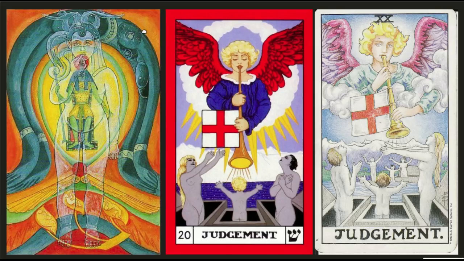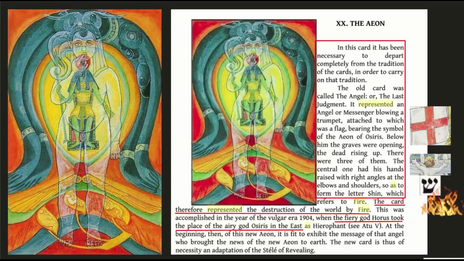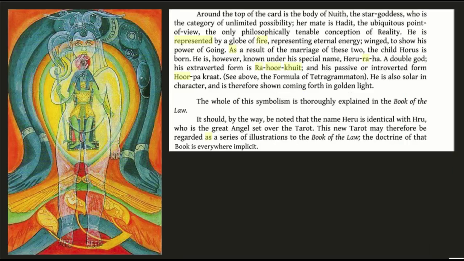The Aeon of Horus card here replaced it. Notice it also has the Shin right there. And so we're going to look at what that card represents because it's going to help us to understand the scene with Madame Q. So Crowley continues: around the top of the card is the body of Nuit. This is Nuit. That is the primary deity of Thelema.